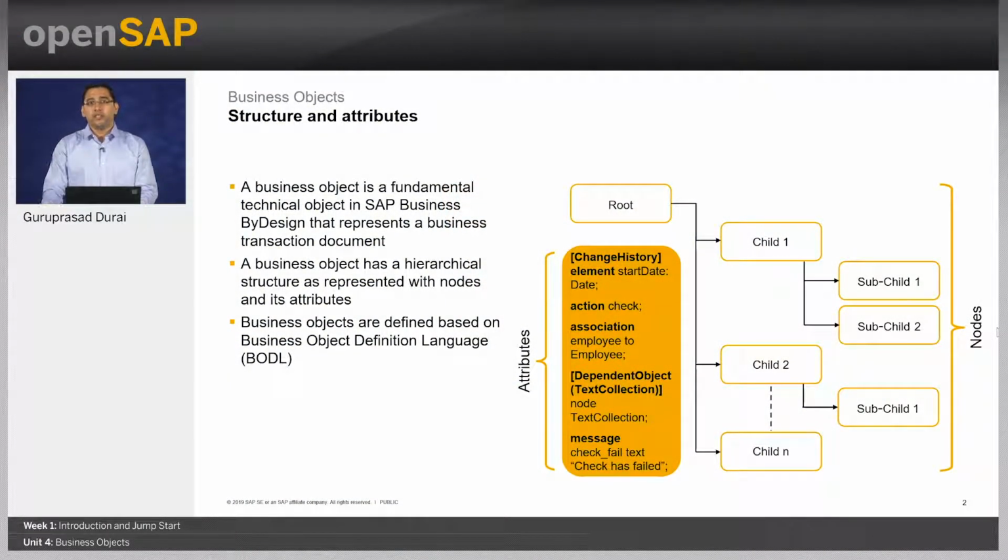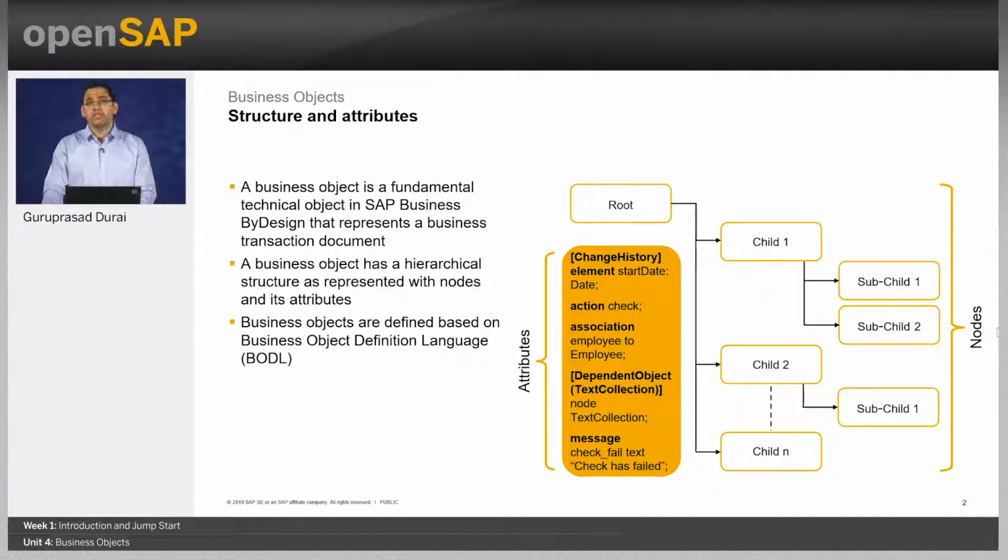A business object is a technical object which represents any business transaction document in SAP Business ByDesign. For example, the underlying business object for a sales order business document is a sales order business object. Business objects can be of two types, namely standard or custom. Standard business objects are delivered by SAP, for example, sales order or purchase order, and custom business objects are created by partners or customers through the Cloud Studio.